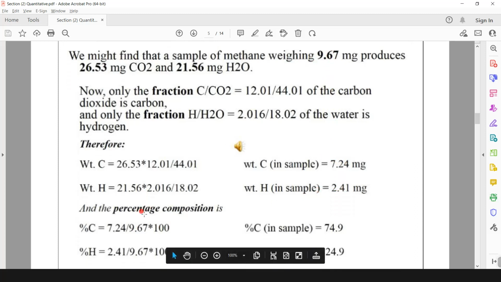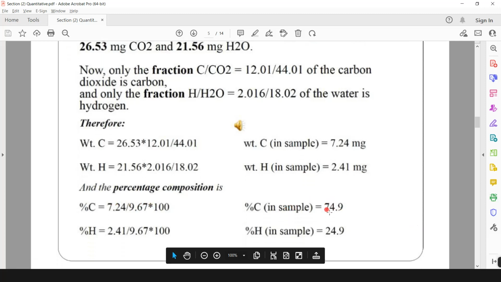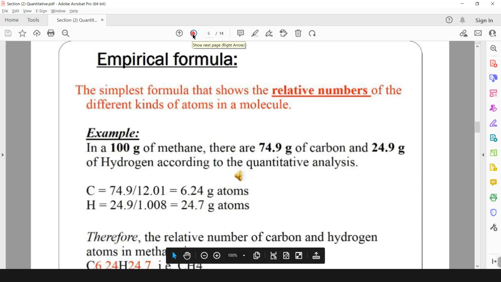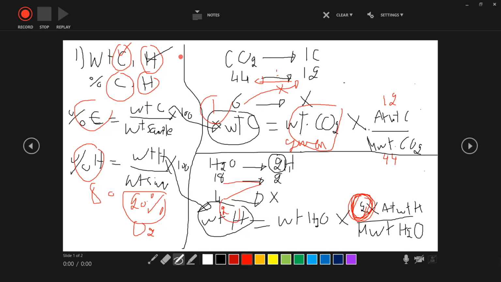In order to calculate the percentage, weight of carbon over weight of sample multiplied by 100 will get you almost 75%. Also weight of hydrogen divided by weight of sample multiplied by 100 will get you 25%. If you add these, 75 plus 25 will be equal to 100. So like this I'm working very well. So a very easy direct problem. Okay, like this we finished our first point.